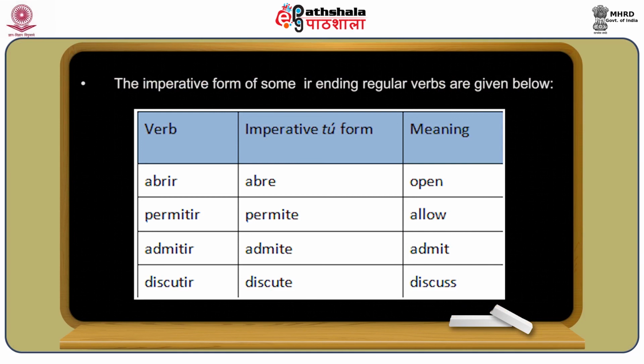So this is IR ending verb abrir. The imperative tú form will be abre, meaning open. Permitir, the imperative form will be permite, which means allow. Admitir, the imperative form will be admite, meaning admit. Discutir, the imperative form will be discute, meaning discuss.